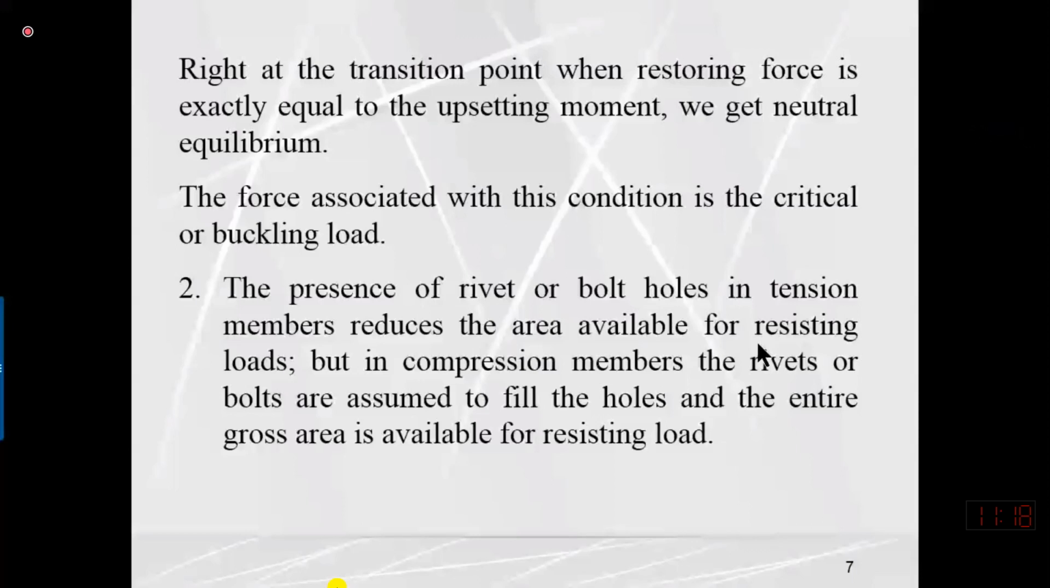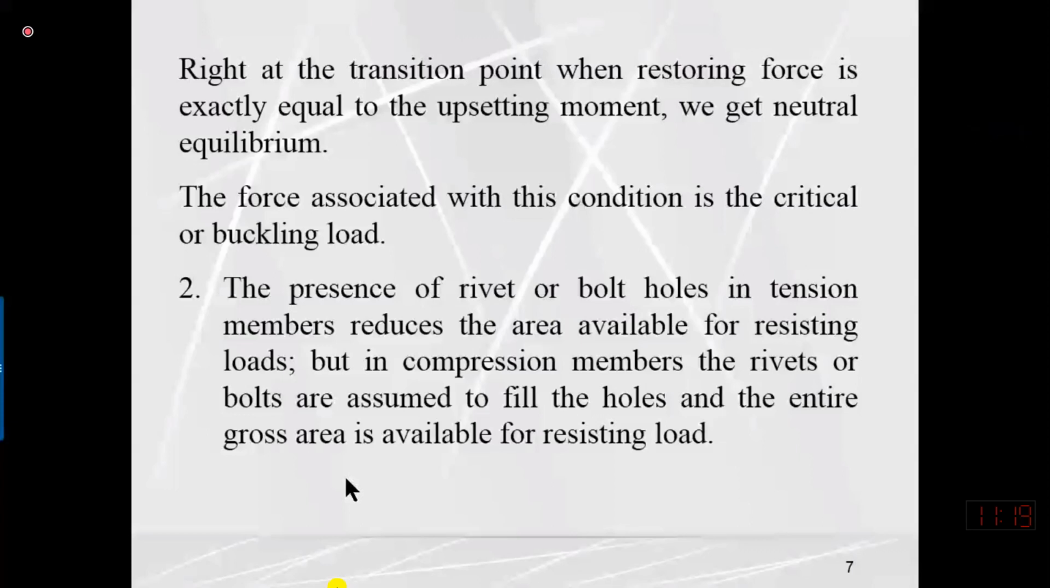Okay, second is the presence of rivet or bolt holes in a tension member, which reduces the area available for resisting the load. We have seen in our tension member that if we are punching the hole for a fastener connection, fastener means rivet or bolt, then it affects the tensile load carrying capacity because punching a hole may trigger rupture failure, but the punching of a hole in a compression member will not affect the compressive load carrying capacity.